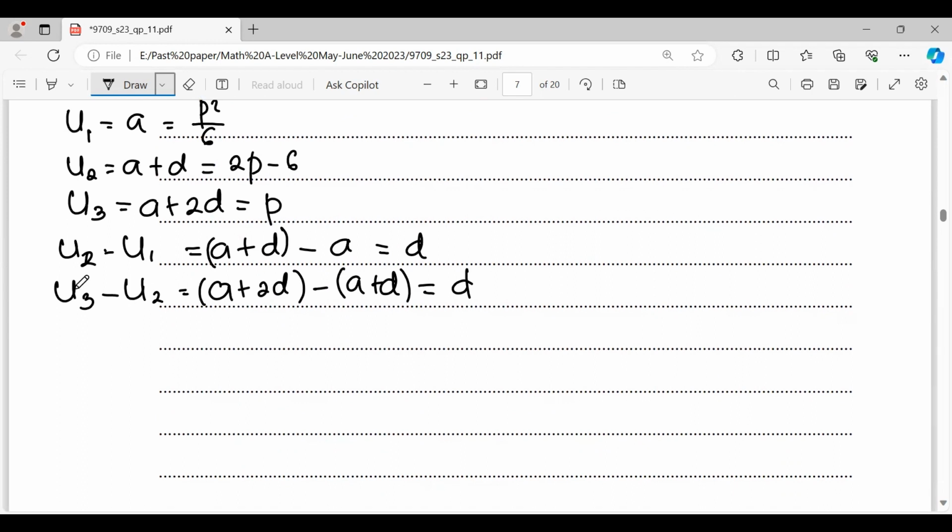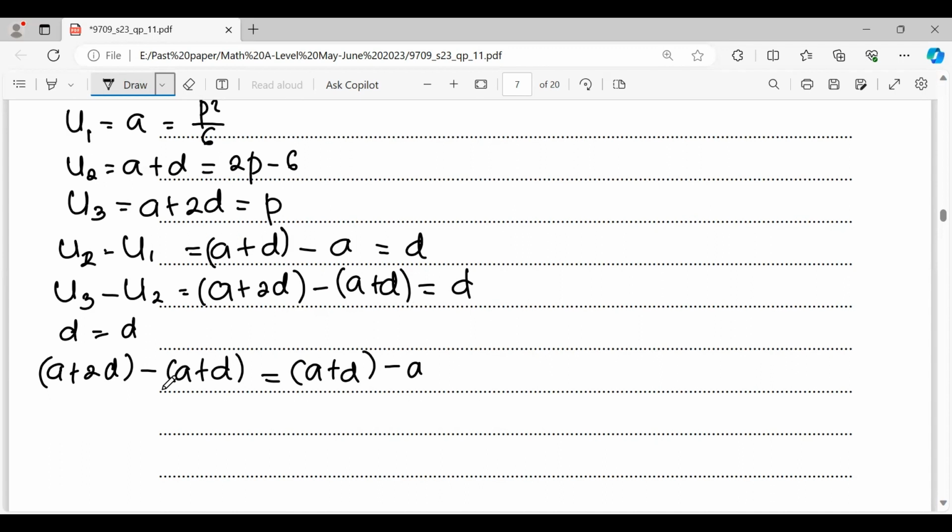So if D equals D, it means A plus 2D minus A plus D equals what? A plus D minus A.